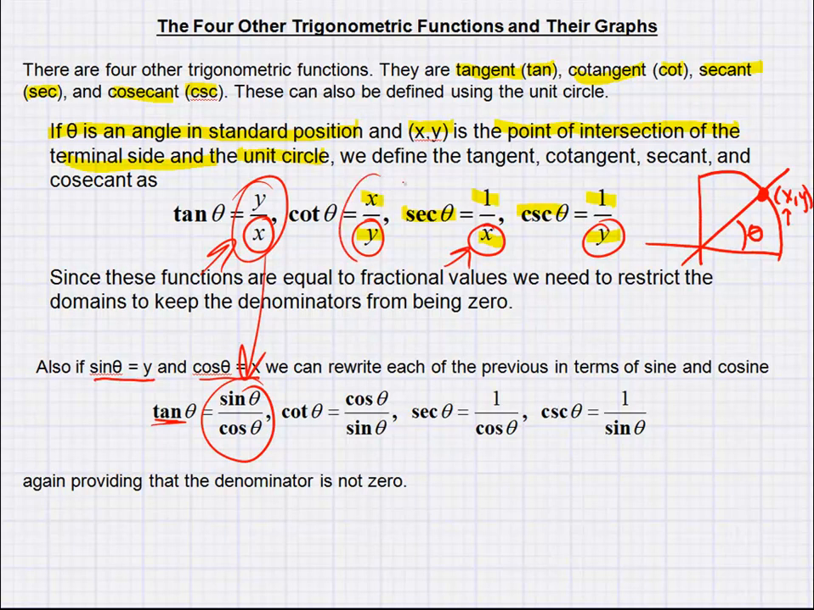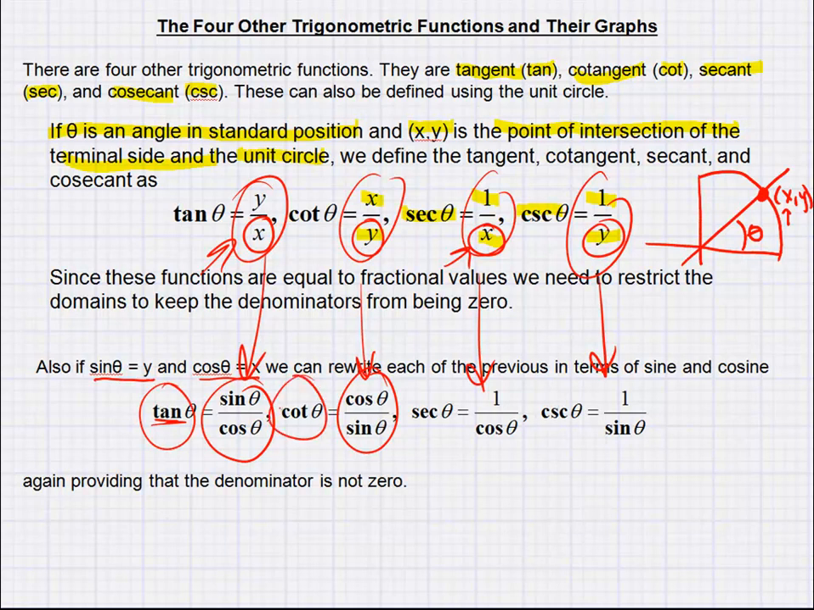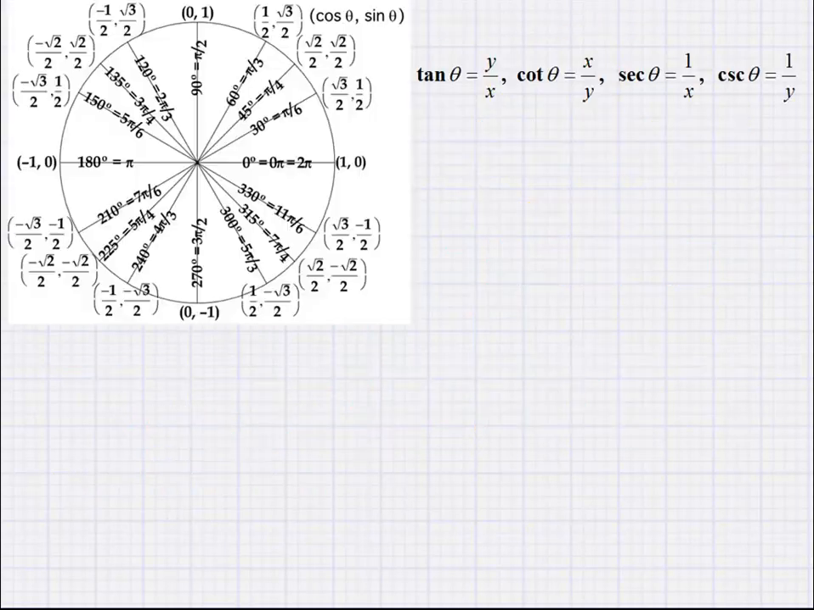Cotangent's x over y, so I can look at it as cosine over sine, and so on. So these new four trigonometric functions that we just talked about are really going to be defined in terms of the sine and cosine, and that's why knowing the sine and cosine already makes dealing with these a little bit easier. So here's our unit circle. You should have this unit circle down by now. You should know what the points are that go with which angles to be able to evaluate these trigonometric functions.